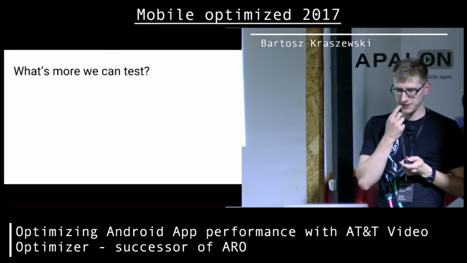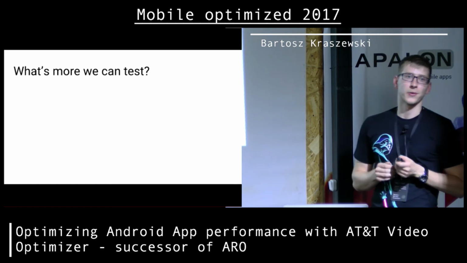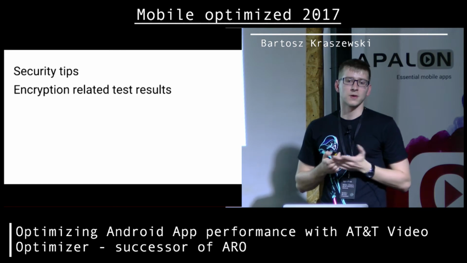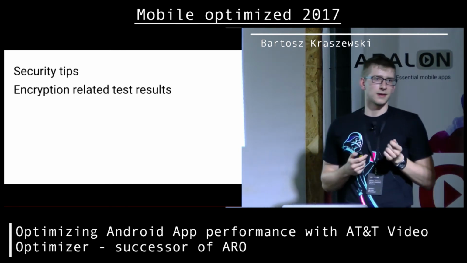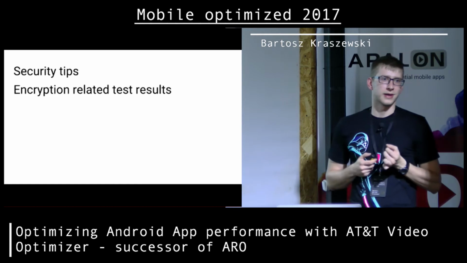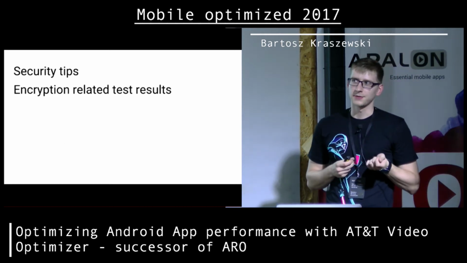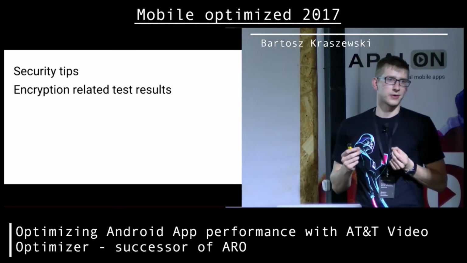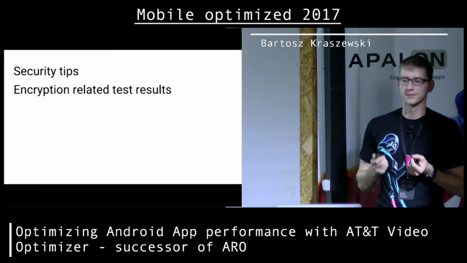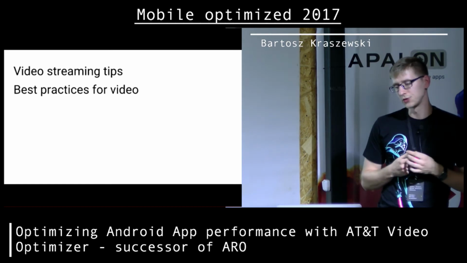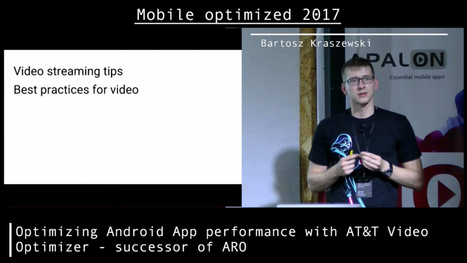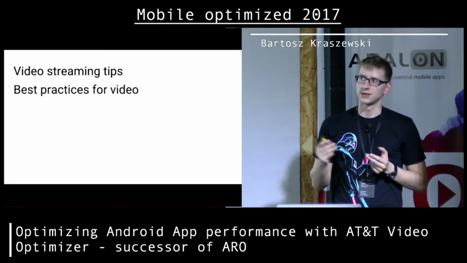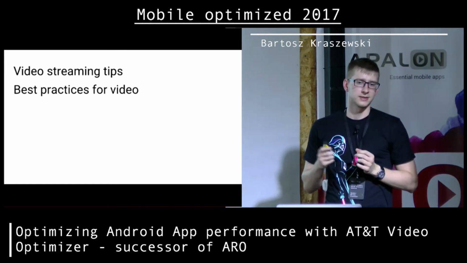Okay, but can we test more? As I mentioned, the full report contains about 30 sections, and it contains, for example, security tips. The Optimizer will tell you if you're using HTTPS and if you're using a proper SSL version. And of course, it will test your ciphers to see if they are safe enough. If you are streaming video, the application will also let you know whether you're doing it correctly. There's a big section with about 8 points to test.